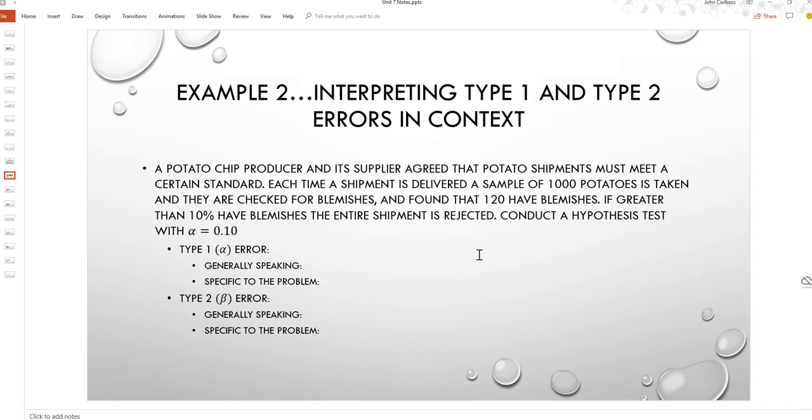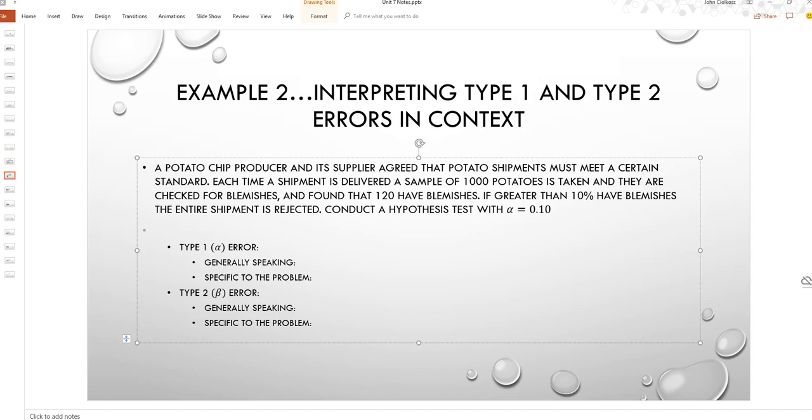All right, let's take another one of these. First we know we need our null and our alternate, right? So I'm going to get these set up.